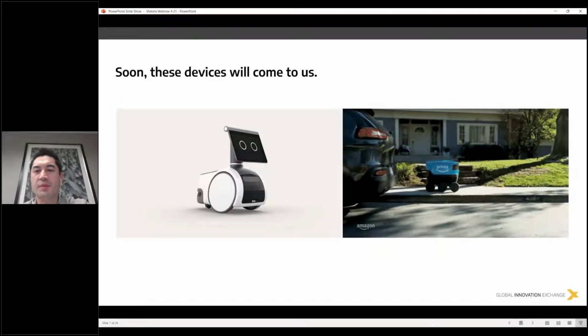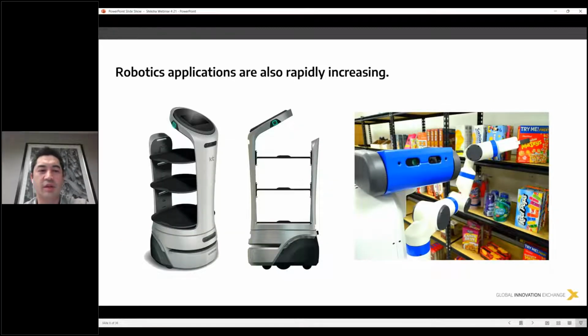Robotics applications are another huge area that is growing within this subset of smart devices and IoT devices, whether it's in a hospital, a restaurant, or a warehouse. These are also rapidly increasing applications for robotics.